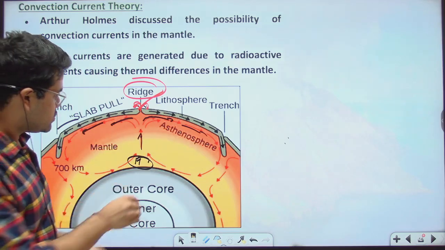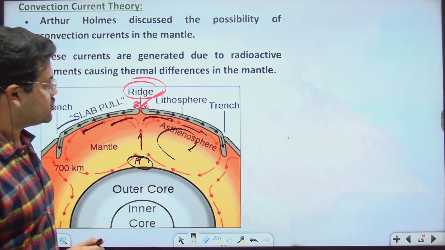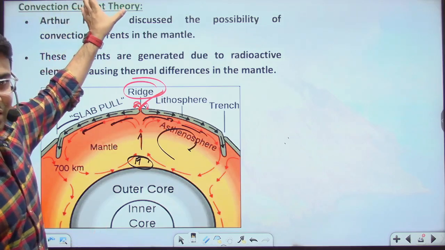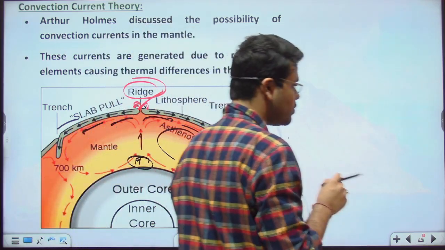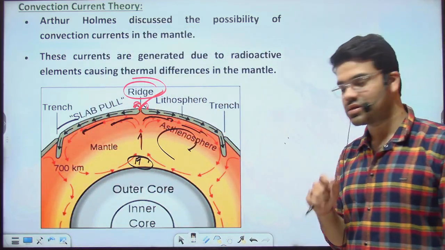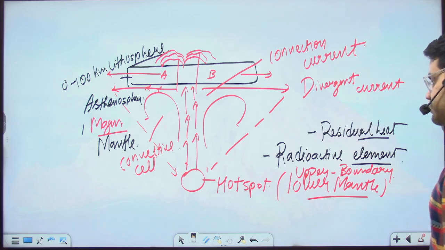Okay, this whole cell is said to be a convection current. So what did the convection current theory say? It is also said to be the thermal convection current theory. It explained the mechanism of movement of the plates. I hope it's clear. Now the next theory.